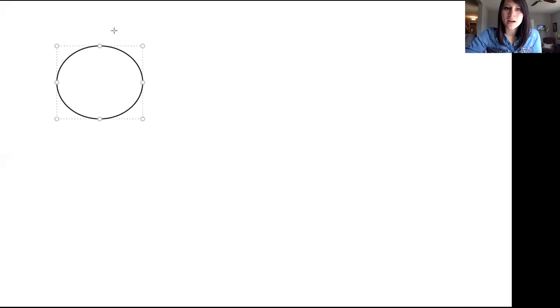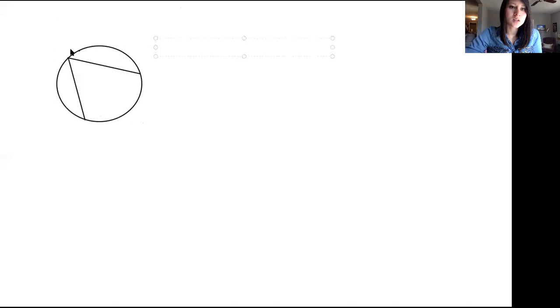Okay, so remember when we talked about inscribed polygons and circumscribed polygons? That was really just talking about if a polygon was drawn inside a circle or if it was drawn outside a circle. So, when we're talking about inscribed angles, it's different from a central angle because an inscribed angle is that the vertex is on the outer edge of the circle, it's on the circumference.